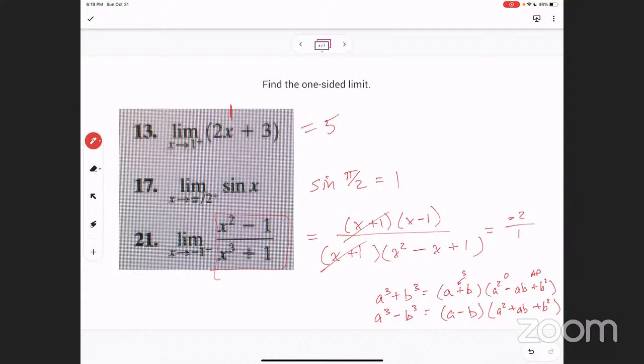Now I can plug -1 in, and I'll get -2 over... I did it too fast. Here, let me plug it in. -1 squared minus a -1 plus a 1. So this is 1 plus 1 plus 1. Yep, that's 3. So it's -2 over 3. -2/3 is your answer.